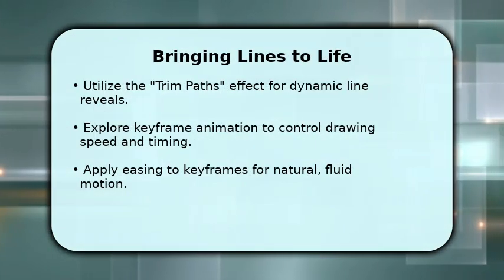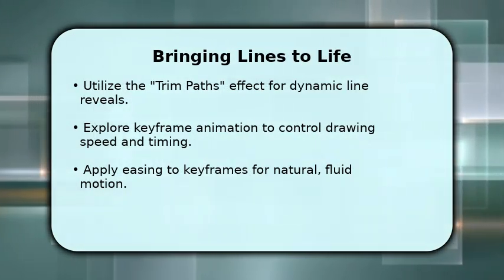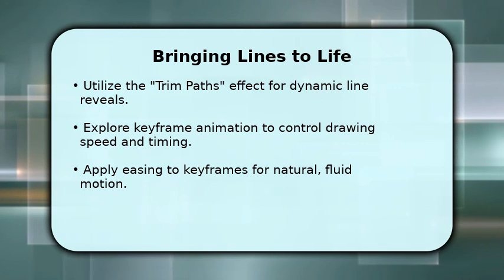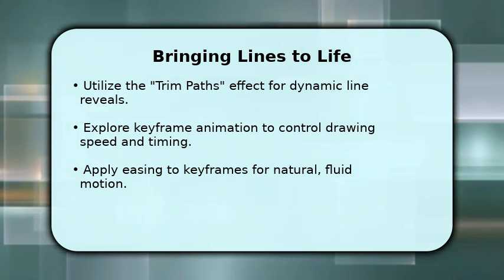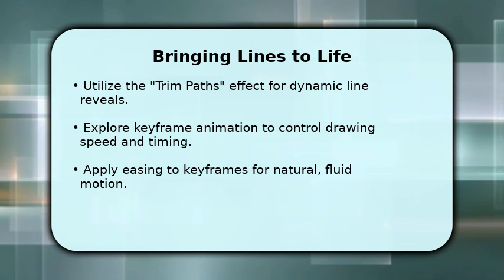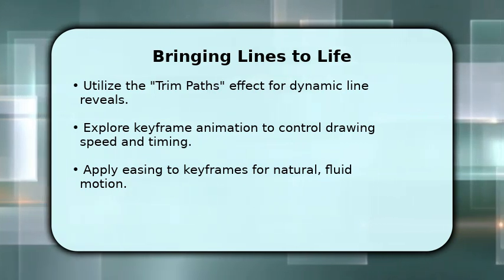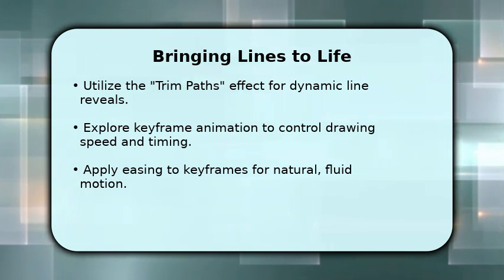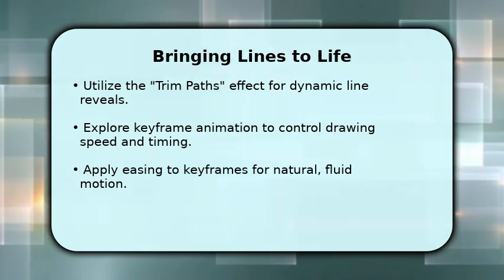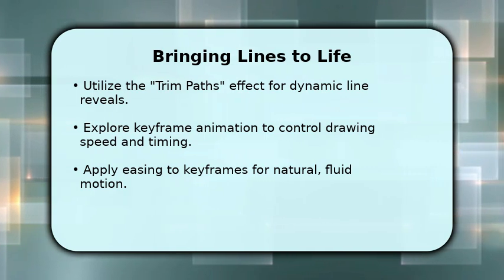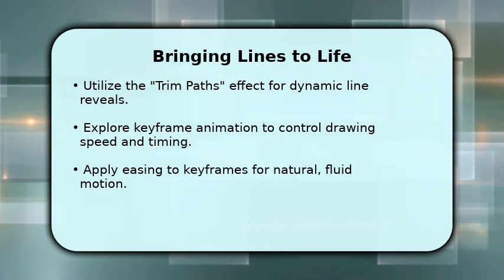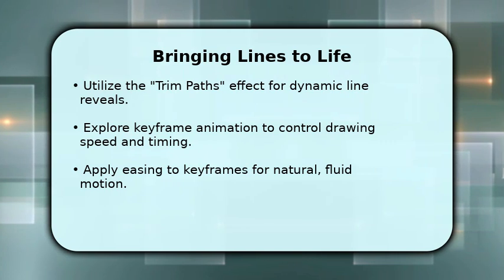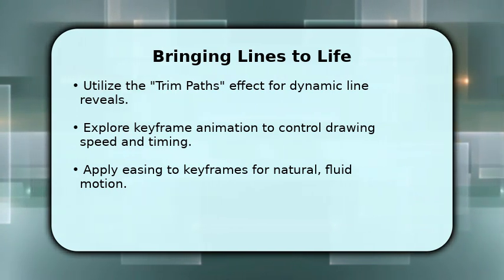Now, let's make those lines move. We'll use the powerful Trim Paths effect to create the illusion of your sketch being drawn on screen. I'll show you how to apply this effect to your vector lines and adjust its start and end properties. By setting keyframes, you can precisely control the speed and timing of your drawing animation. Remember to add easing to your keyframes for a more organic and less robotic movement, making your animation truly engaging.